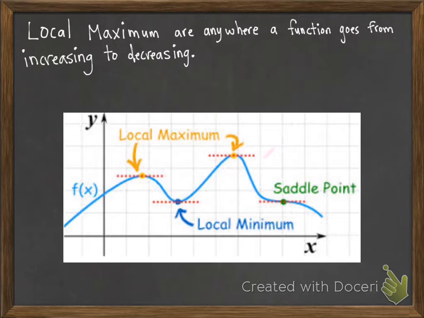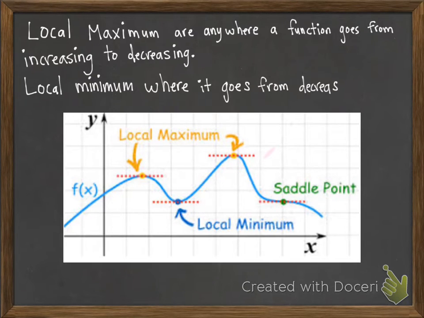A local minimum is just the opposite. Anywhere that the graph changes from decreasing to increasing. That means it's going downwards and then it turns around and starts going upwards. Watch out for points that are not actually local minimums or maximums because they level off, but it's still going from decreasing to decreasing. That means it's not a minimum or a maximum.